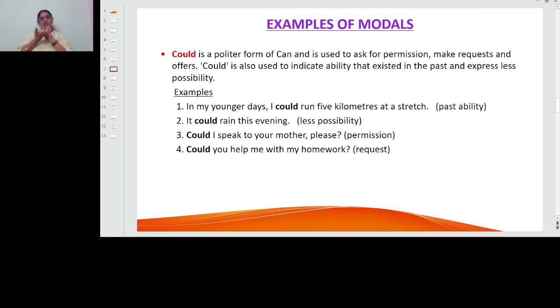Right. Could you help me with my homework? You're requesting in a polite way. Can you help me? You can. That's a request, maybe to your friend or something. But you want to be more nice to your friend and you want to say it in a polite way. Then what do you ask? Could you help me with my homework? Maybe you are asking your mother, father, elders. Then you can use could. Right? Hope you understood.